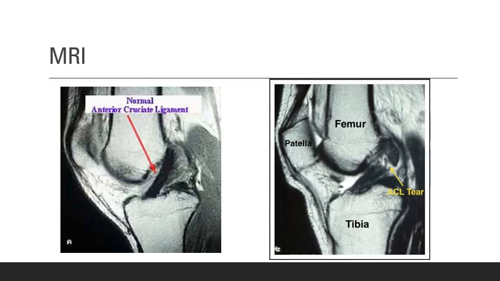MRI is useful for differentiating normal ACL from torn ACL. First MRI showing a normal continuity in the ACL. Second MRI showing a discontinuity in the ACL in the form of edema. Hyperintense region is a torn region of ACL.